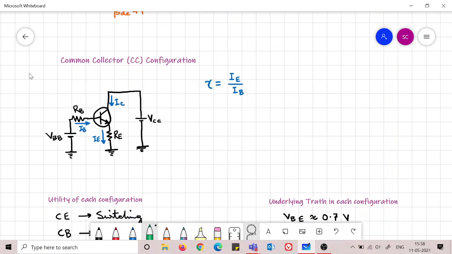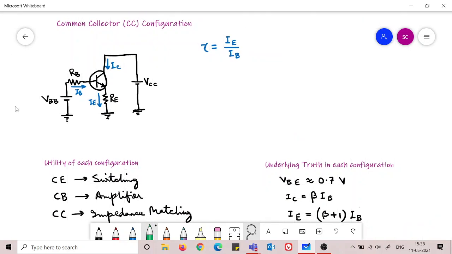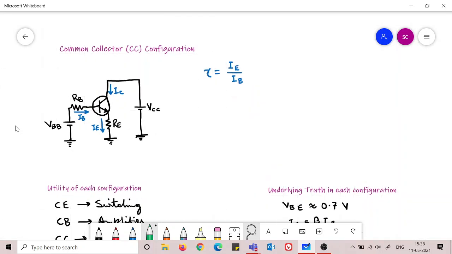Now the common collector configuration, as you have already understood, will have the collector grounded. Of course you know that VBB and VCC will always be there. So the collector grounded means it is grounded via the potential VCC. There is no resistance, that is important. There is no collector resistance. But where would the resistances be now? RB and RE will be the resistances, the base resistance and the emitter resistance.